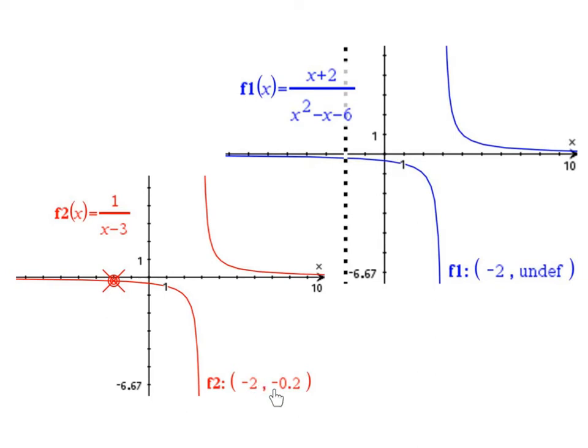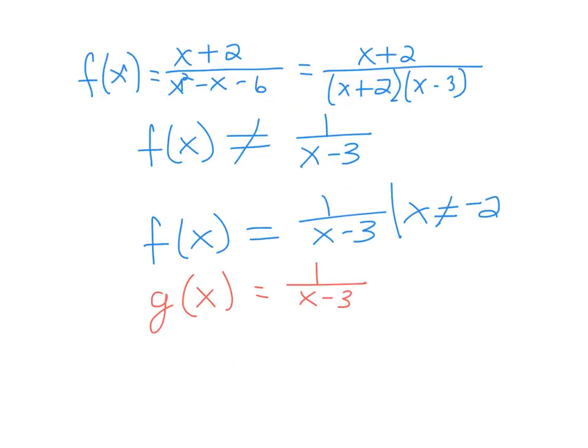We are actually getting a value back for g of x. This is g over here. And we are still not getting a value back at negative 2 for f of x. So these two functions are not the same function. They are not the same set of ordered pairs. We are very used to, from algebra classes, factoring and simplifying, so we can do that. But we need to remember that f of x actually does not equal 1 over x minus 3.